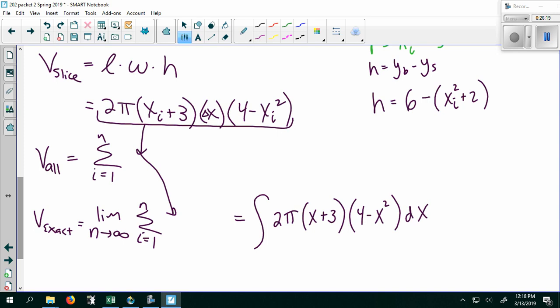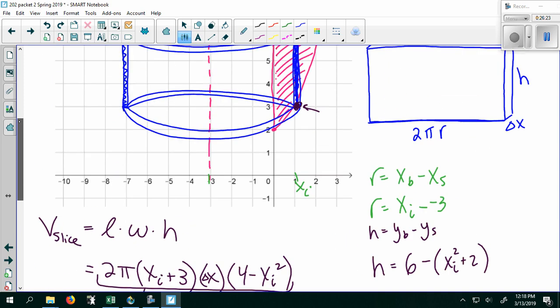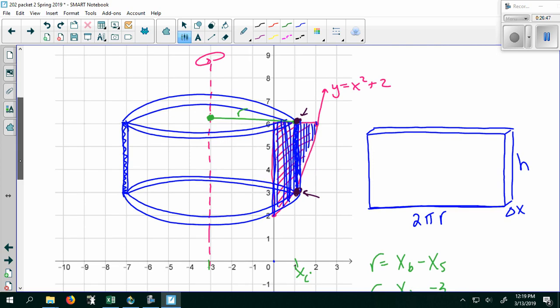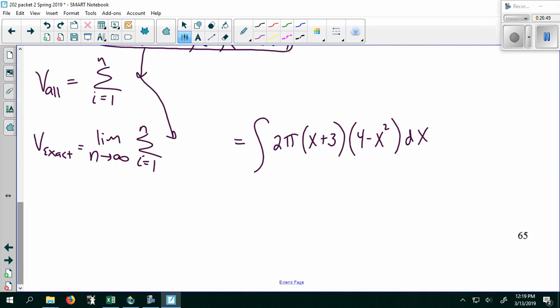And then I need to find my bounds of integration by looking at my picture. Where am I drawing these representative rectangles? I'm sweeping them through the generating region. So my first rectangle would be drawn right here at x equals 0. And then I'm stacking up these rectangles, each one sweeping out a cylindrical shell. And I finish at x equals 2. So I'm stacking up these rectangles from 0 to 2. Those are my bounds of integration.